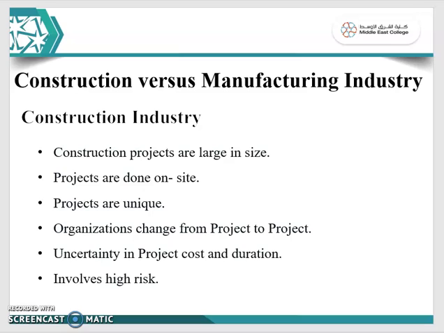For example, if you go through the construction industry, construction projects are large in size. Projects are done on site. You already have a small idea of what a construction industry is, and let us discuss more about this in the classroom. Projects are unique. Organizations change from project to project. Uncertainty in project cost and duration involves high risk. So these are the various aspects of a construction industry.